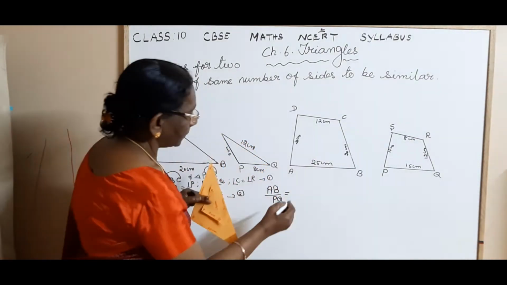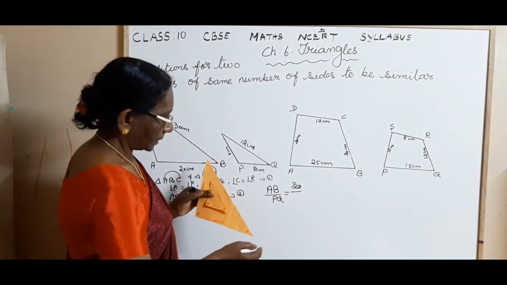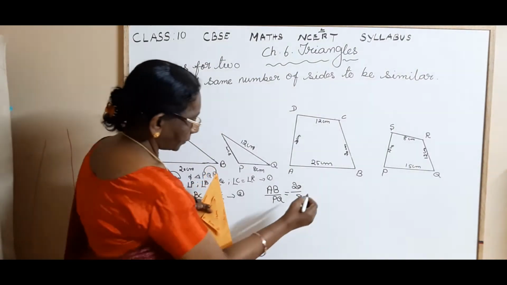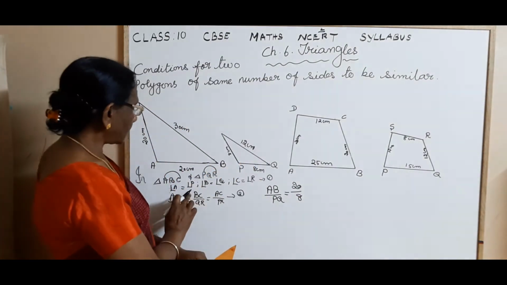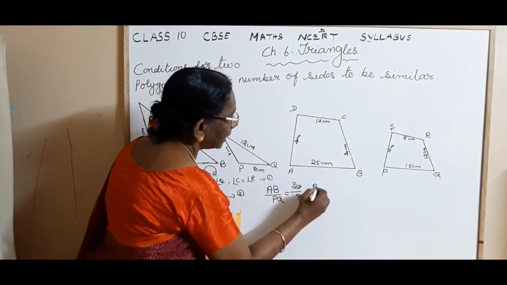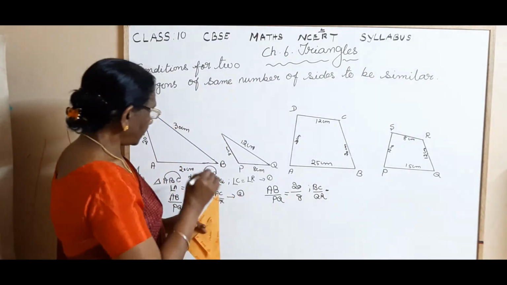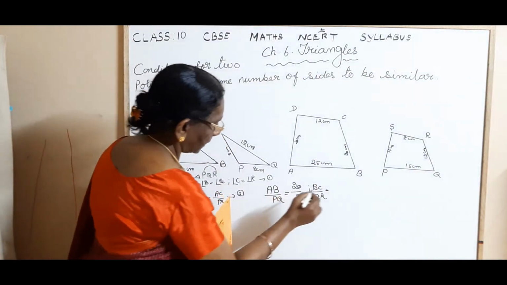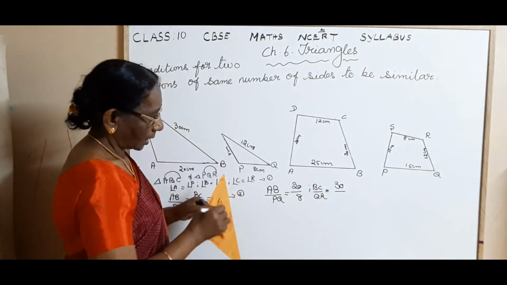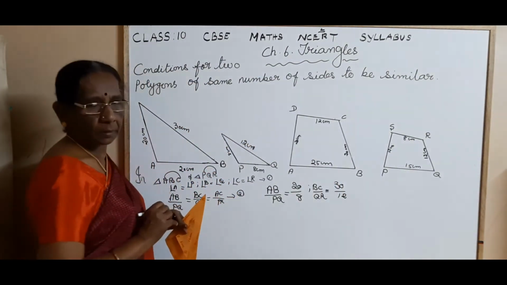AB is 20 centimeter and BC is 8 centimeter. Okay. Next one. Next corresponding side is what? BC by QR. What is BC? 30 centimeter. And QR is 12 centimeter.